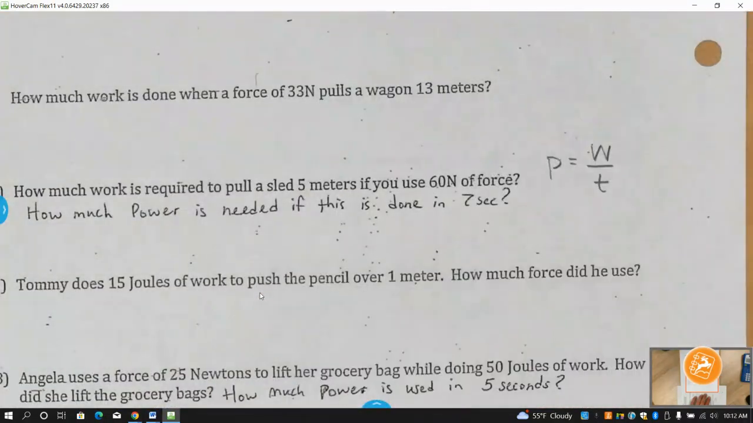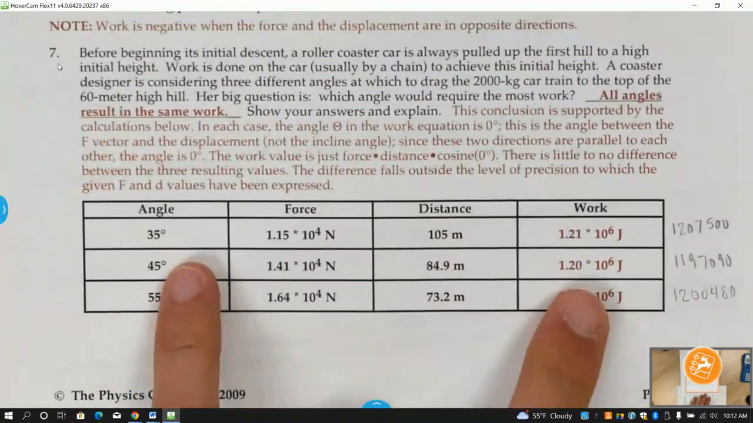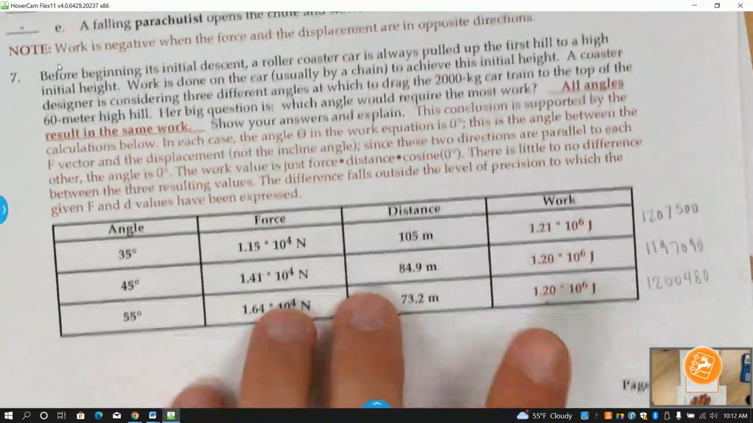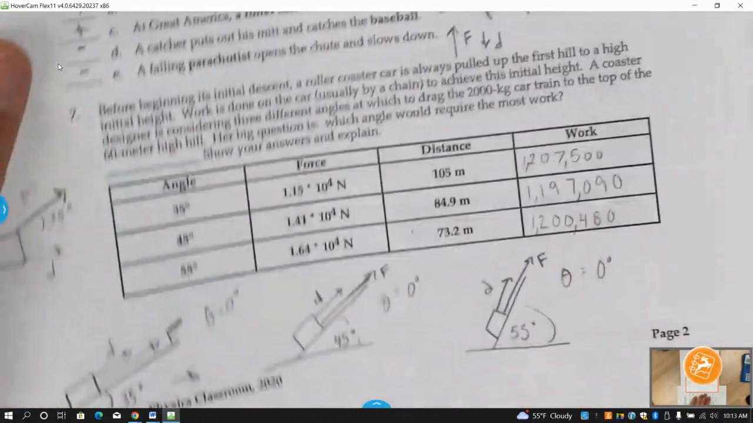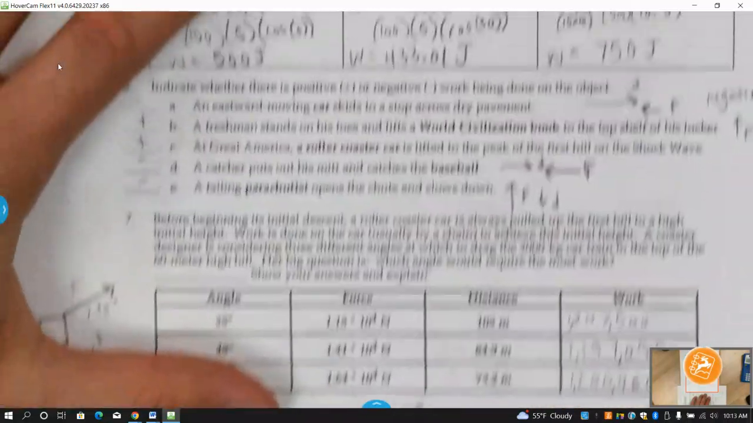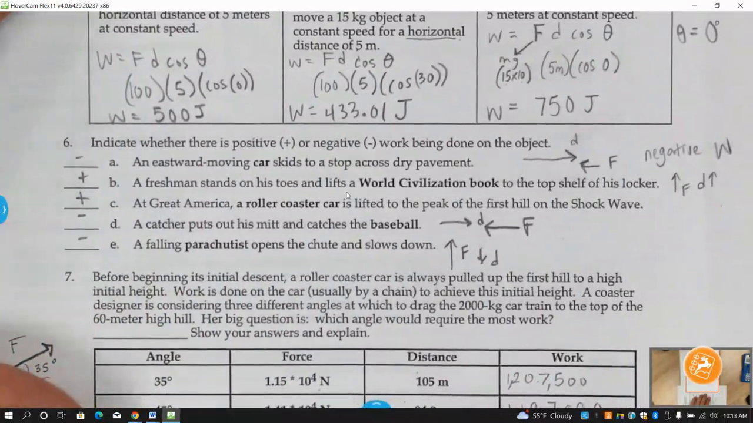All right, and then the very last thing. So we did a big part of this. I told you guys kind of what to write down for here, right? We did the whole thing with the little angles and whatnot. And then it asks you to indicate whether positive or negative work is being done on an object. So if it's causing it to slow down, it's kind of negative work.